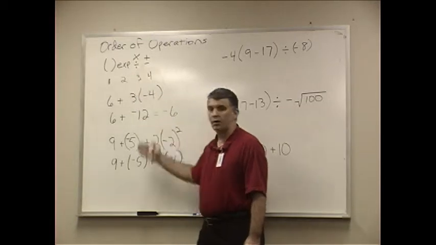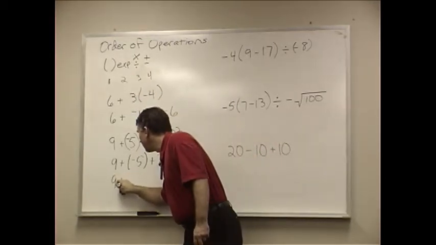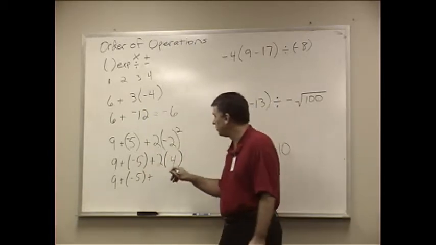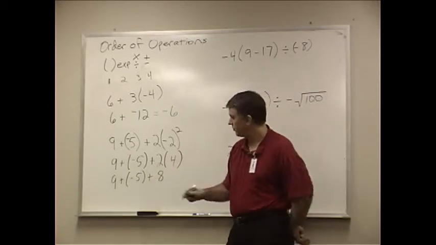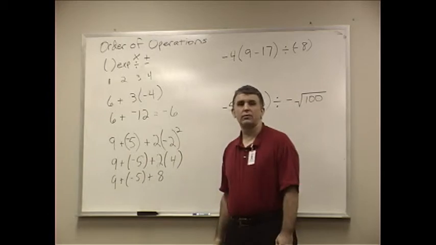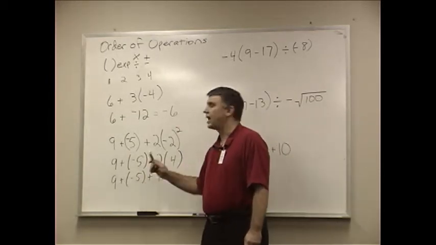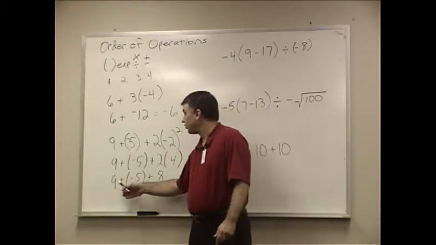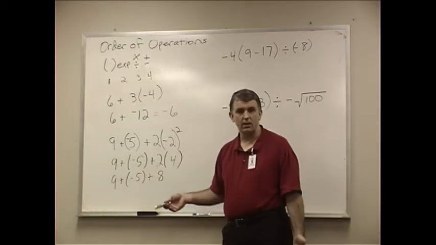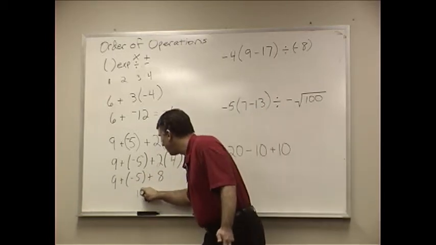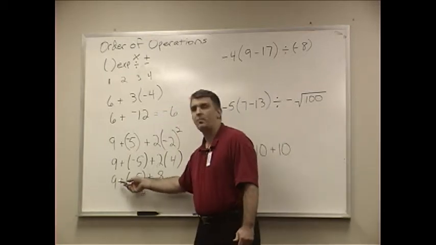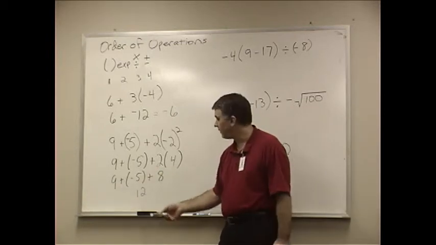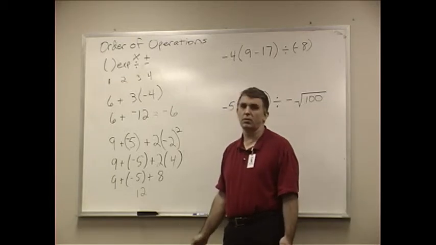The third sweep, the multiplying and dividing. 9 plus -5 plus 2 times 4. So I'm going to do 2 times 4, and that is 8. Now on to the adding and subtracting. 9 plus -5 plus 8. Now, adding you can do in any order you want. So some people are going to do 9 plus -5, and they're going to get 4. 4 plus 8 is 12. Other people are going to go ahead and add the positives first. 9 plus 8 is 17. 17 plus -5 is 12. You'll get to the right answer either way.